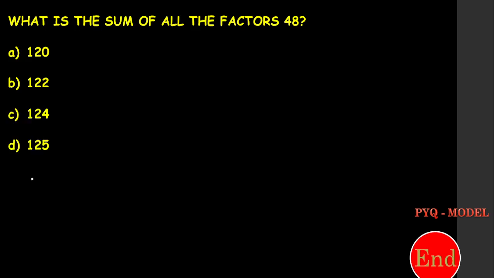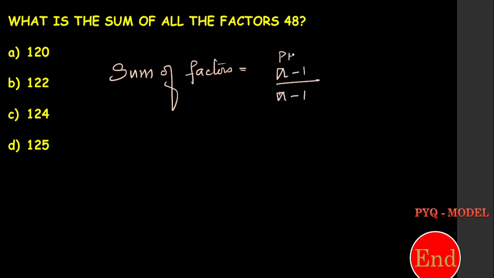Now the sum of all the factors. First of all, I want to write the sum of factors formula. The sum of factors formula is (a power p plus 1 minus 1) by (a minus 1), into (b power q plus 1 minus 1) by (b minus 1). Okay. Right, look at this.